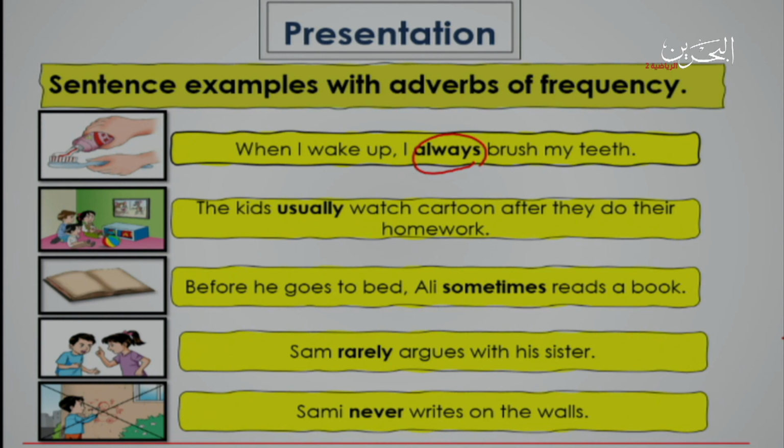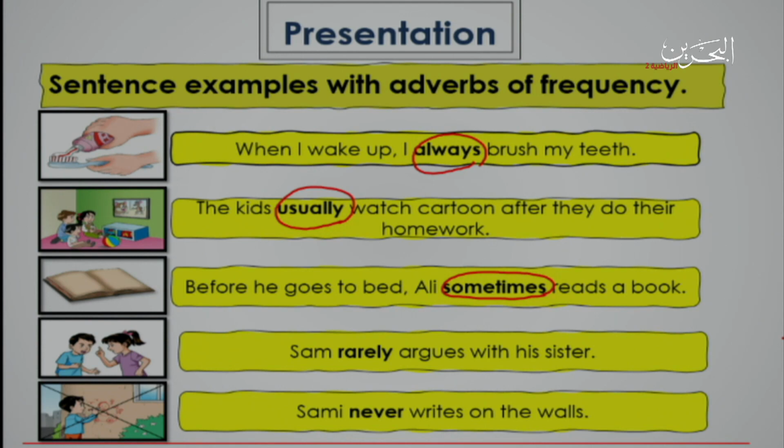Look at the second picture. These are the kids, and they are watching the TV. The kids usually watch cartoons after they do their homework. The adverb of frequency is usually. That's right. Now here we have got a book. The sentence is, before he goes to bed, Ali sometimes, it means 50% of the time, reads a book. Sometimes is the adverb of frequency.